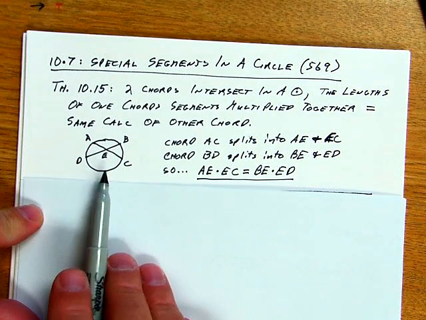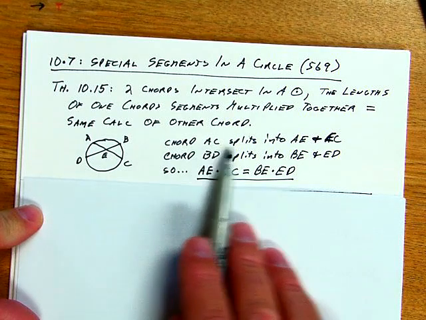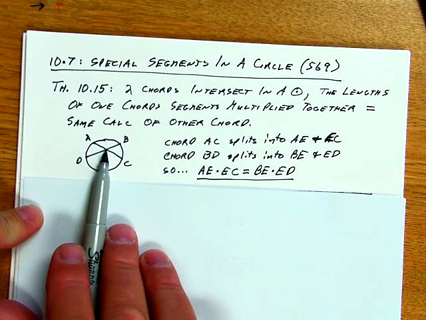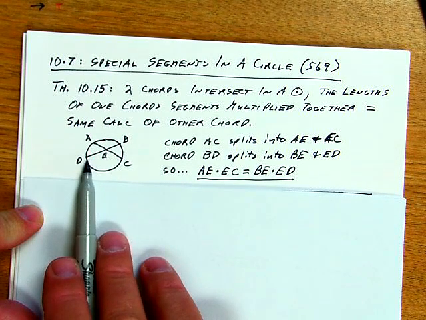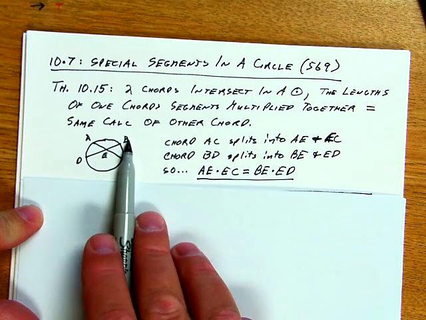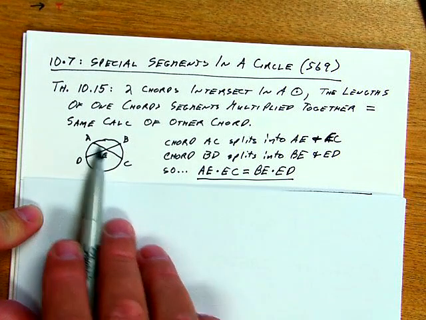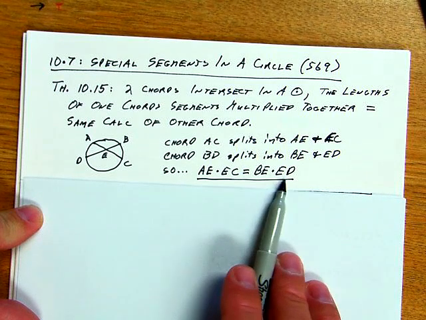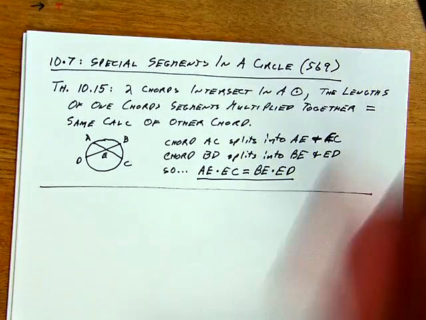So here is my circle with two chords in it. Chord AC splits into two segments at the intersection point, AE and EC. The other chord, DB, splits into two segments, DE and EB. So this theorem states that you can take the two segments of each chord, their lengths, and multiply them together, and they will equal the same calculation of the other chord. Let's use that in an example.